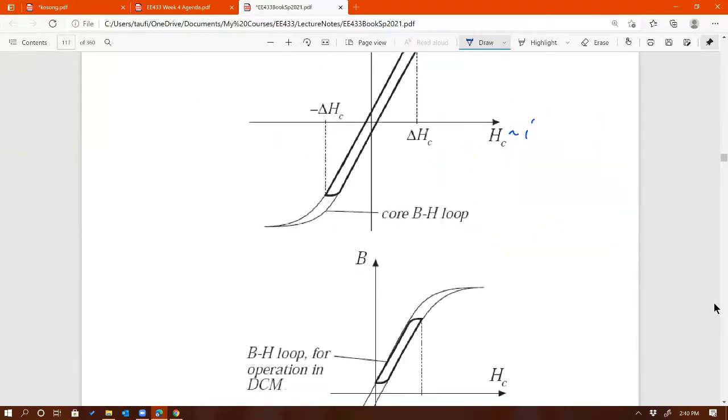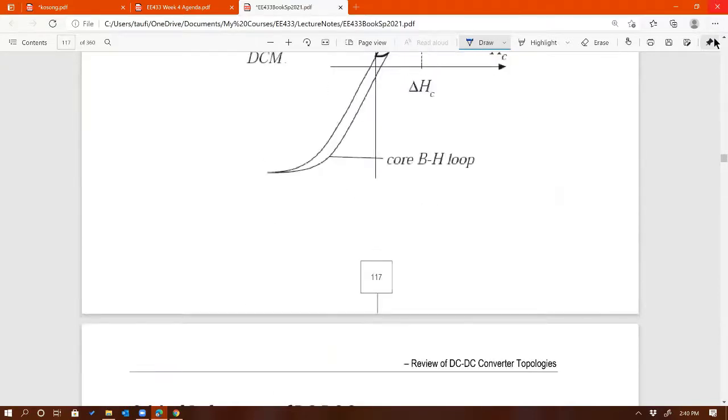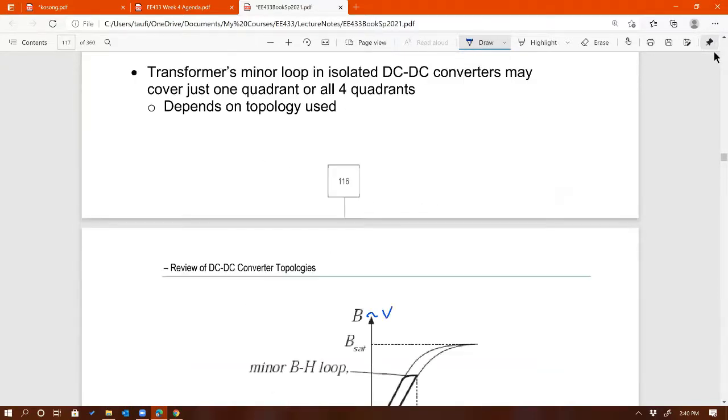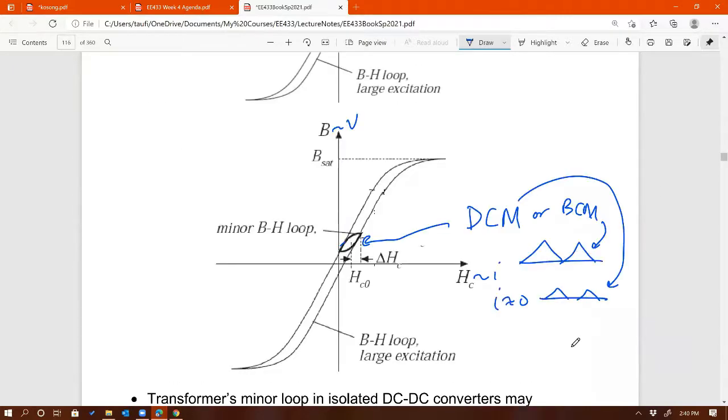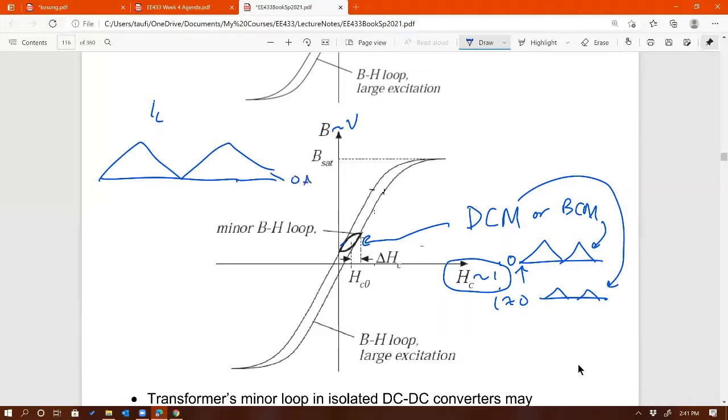How do you know that the current touches 0 in the BH curve? The current touches 0 because of the DCM right here. Oh, how did you know that was DCM or BCM then? H is proportional to I. Because I touches 0 right there. So this is I of L, and this is 0 amps. So if IL is equal to 0, that means H is also equal to 0. Right. Okay, thank you. You're welcome.